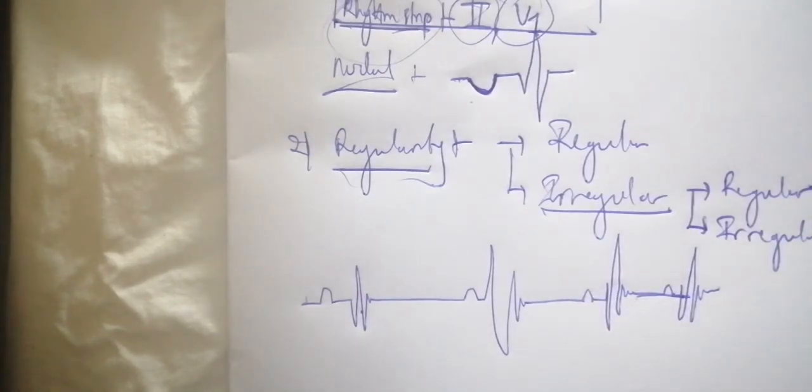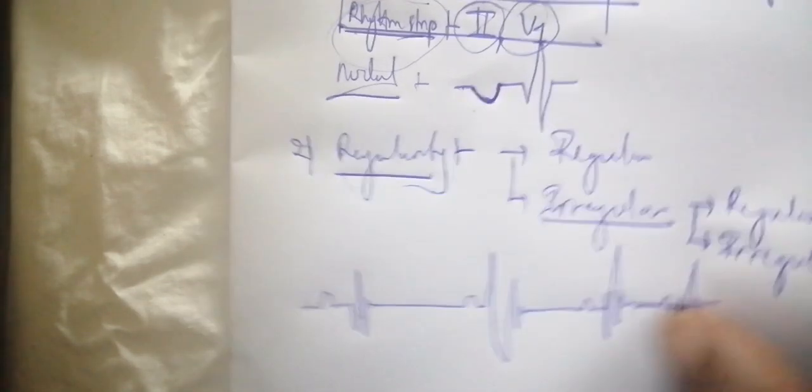And now if it follows a particular pattern, you see that it is regularly irregular or irregularly irregular. If it follows a particular pattern, it is regularly irregular. So those are the different elements that you have to visualize on the ECG. Now, after the regularity, the third element that you have to visualize is the rate.